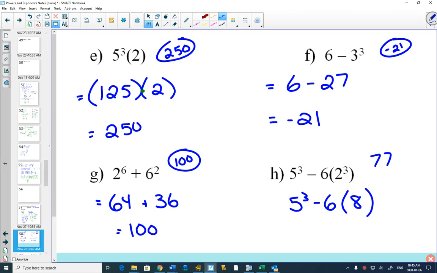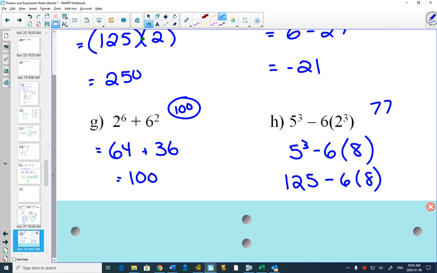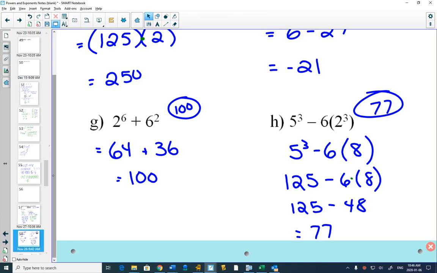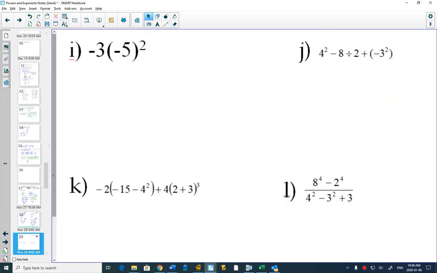Now we have brackets, but there's nothing to do, so we go through BEDMAS. We do have another exponent, so 5 cubed, type that into our calculator, is 125. We just rewrite the rest that we have. Multiplication, 6 times 8, type that into your calculator. 6 times 8 is 48, and then 125 minus 48 is equal to 77. Sure enough, it matches what we found originally. Okay, 4 more to try.